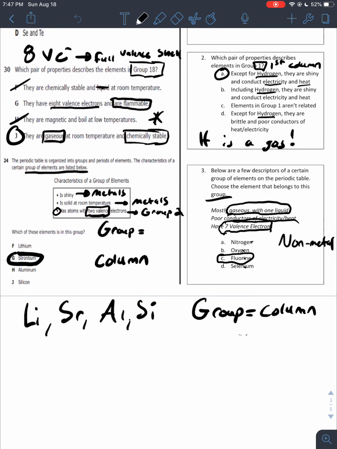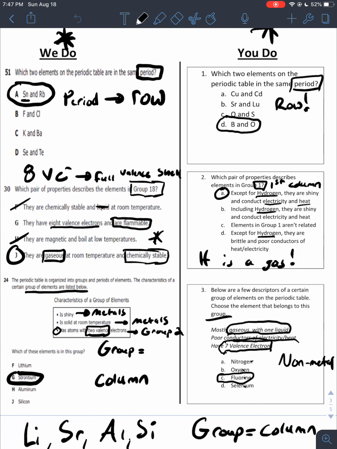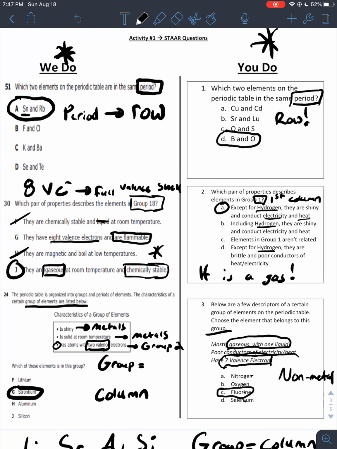All right. Hopefully you're getting used to this format. We're going to do a lot of practice on Edpuzzle this year. Do what I do when I do my example questions, and your example questions will become easier. All right? Really good job today.